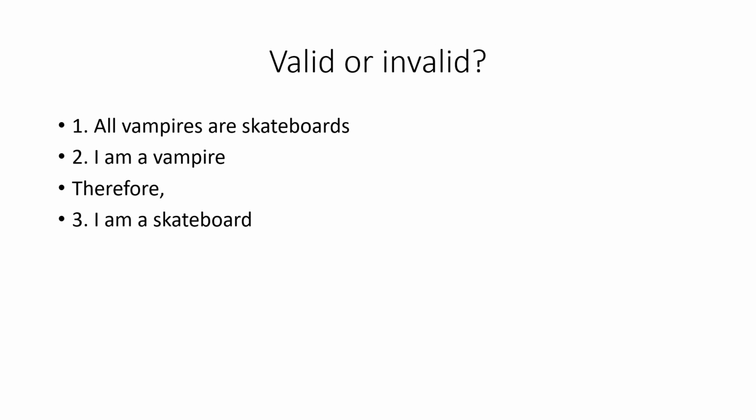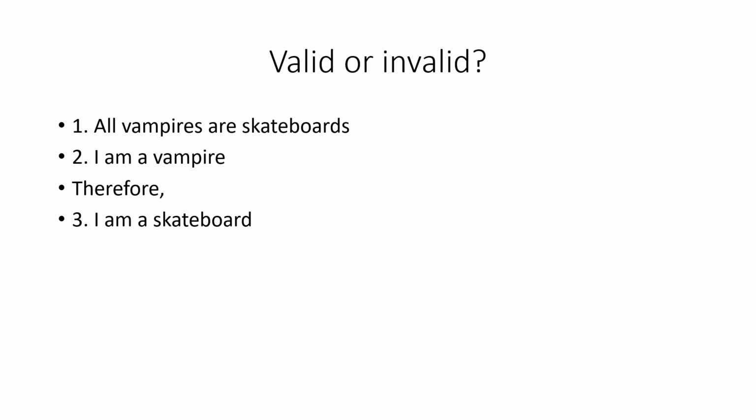Now, if somebody gave you this argument, you'd be quite tempted to question their sanity and see if they needed some help. But the point here is that whether the premises or even the conclusion is true or false is irrelevant when we're testing whether an argument is valid or invalid. So even though quite obviously both of the premises are false and the conclusion is also false, it's still a valid argument because what it's saying here is that all vampires are skateboards.